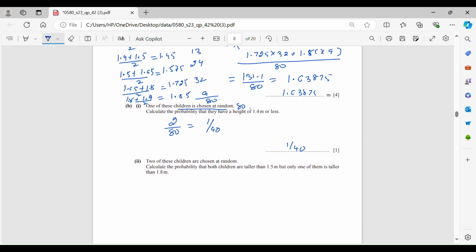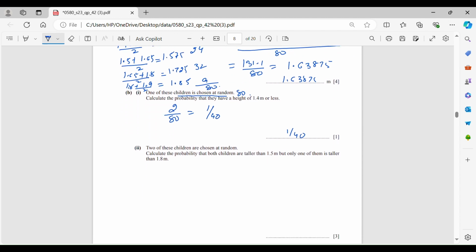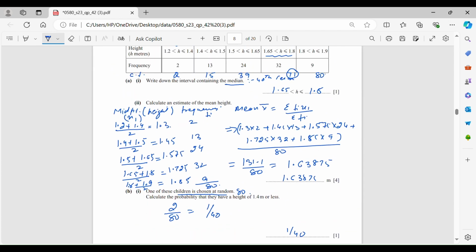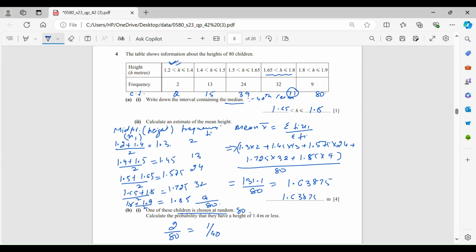Next, 2 of these children are chosen at random. Calculate the probability that both the children are taller than 1.5 meter, but one of them is taller than 1.8 meter. Right? This is our condition. So the total number is again 80 children. One is chosen from the 1.5 meter or above category, and one is from this category.